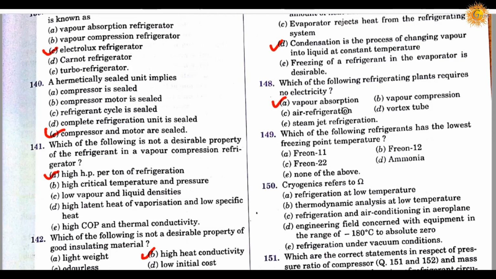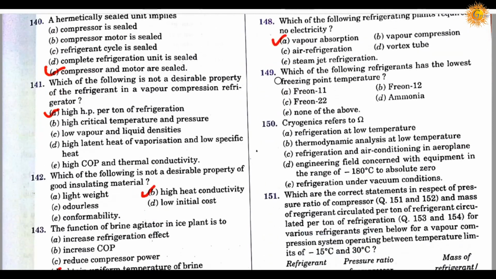Okay. Question number 149. Which of the following refrigerants has the lowest freezing point temperature? Option A, Freon 11; option B, Freon 12; option C, Freon 22; option D, ammonia; option E, none of the above. The correct answer for 149 is C, Freon 22 has the lowest freezing point temperature.